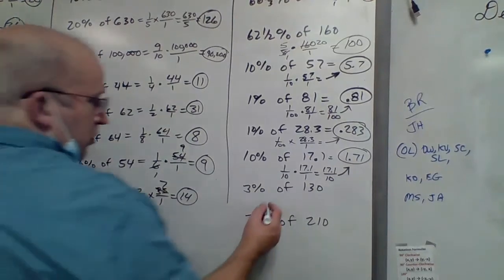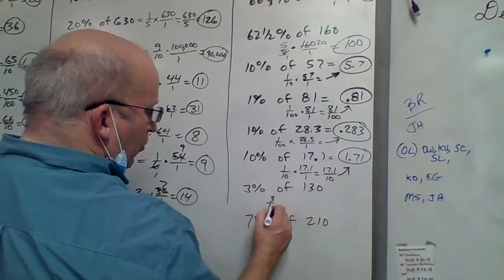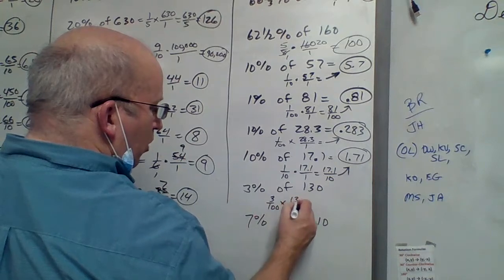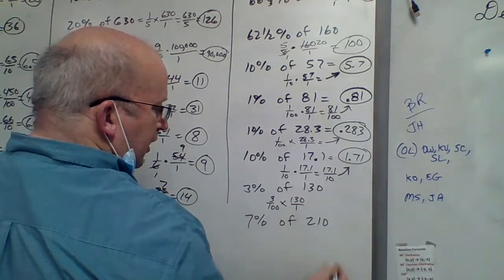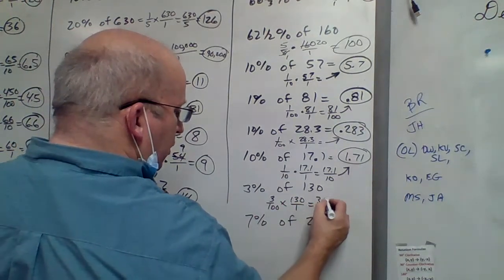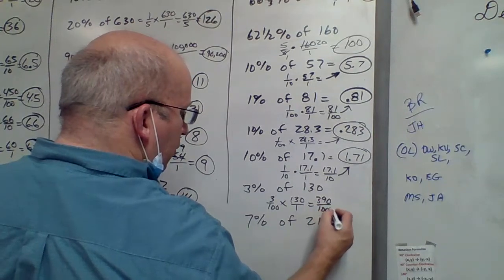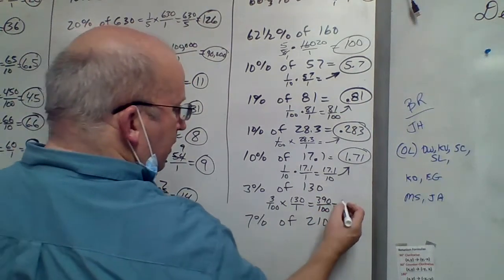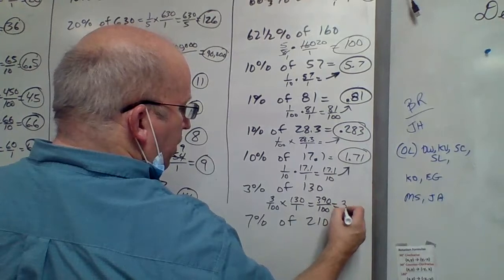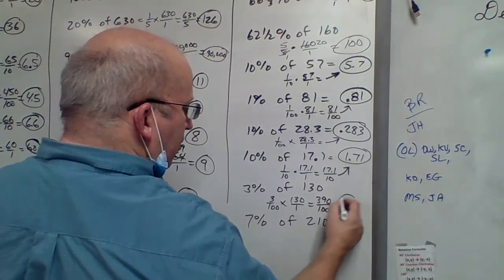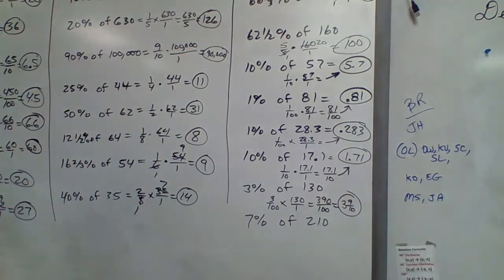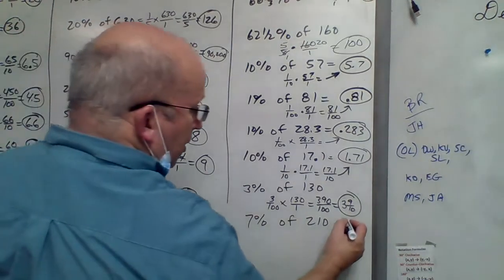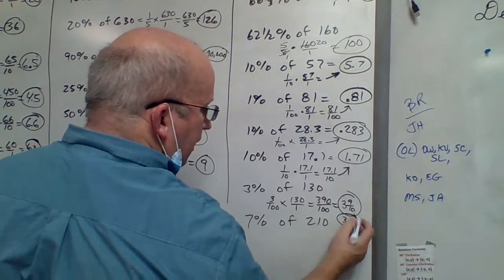3% of 130? Well, why not 3 over 100 times 130 over 1? That would give us 390 over 100, which would give us 3 9/10 once I simplify it. Now, if you wanted the decimal version, that would be 3.9.